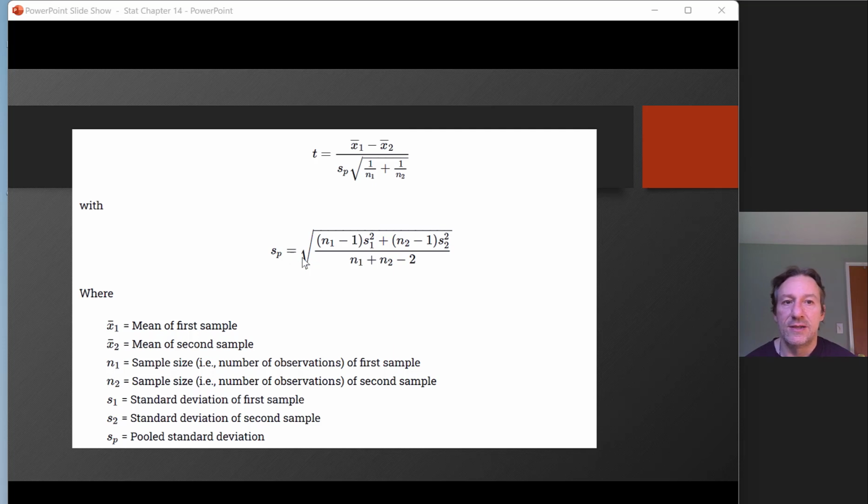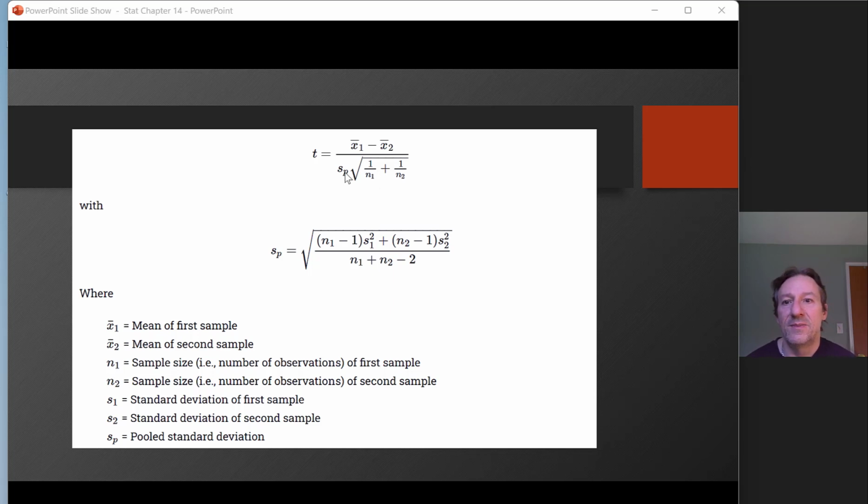Again, you're not going to need to know how to do this, but just for your information, this is the t-test. We're going to be taking the mean of group 1 minus the mean of group 2 divided by the pooled standard deviation, that SP there, times the square root of 1 divided by the n of 1 plus 1 divided by the n of 2, how many participants are in each group.